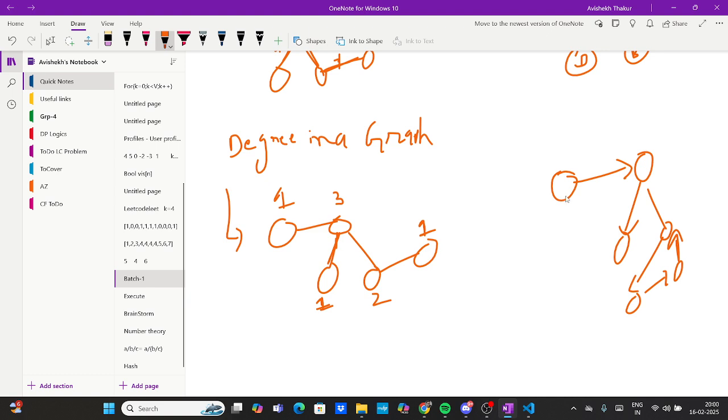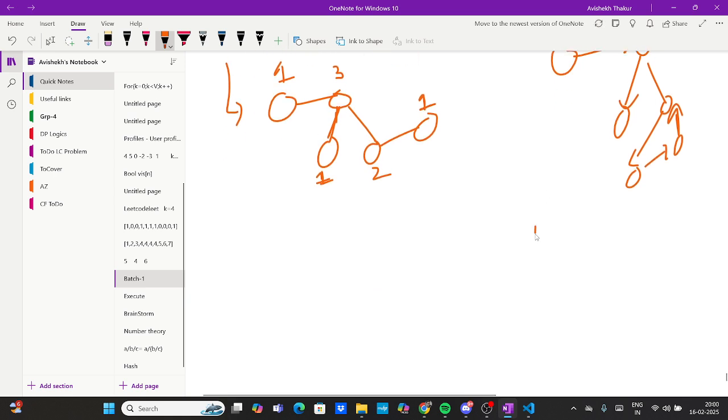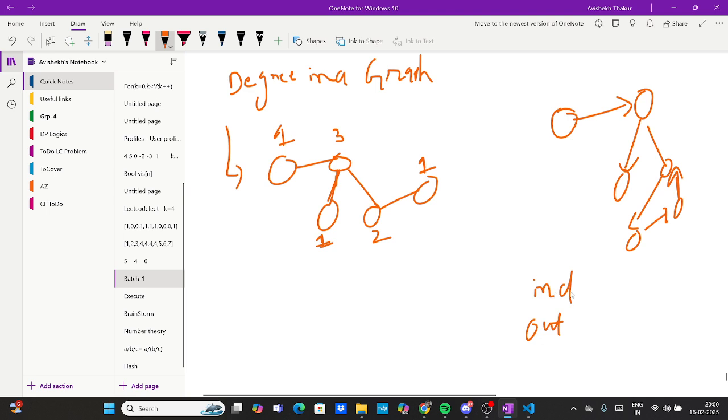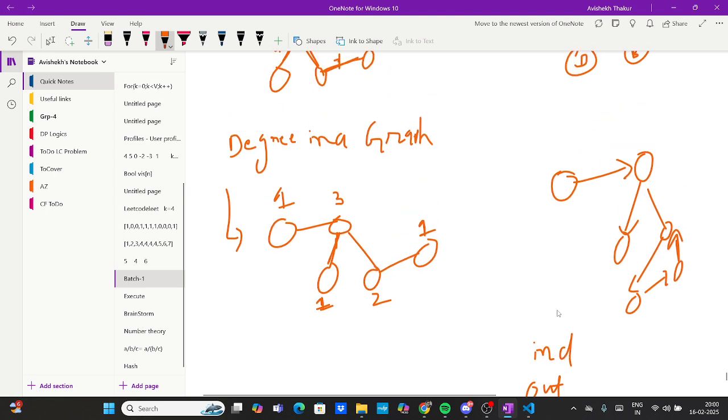But when it comes to a directed graph, you have two terminologies. One is in degree and one is out degree. Okay. What do you mean by in degree? The meaning is clear from the name itself. The number of edges which are coming in, pointing to that node, is in degree. The number of edges which are going outside is out degree.